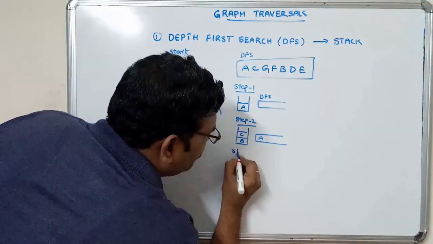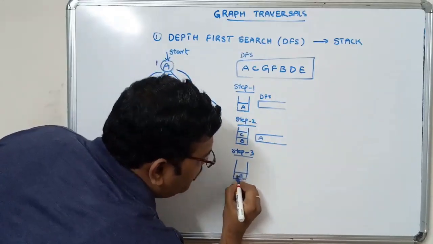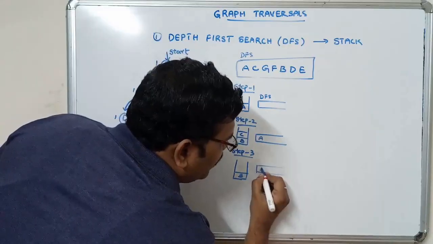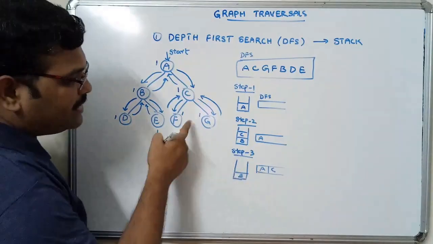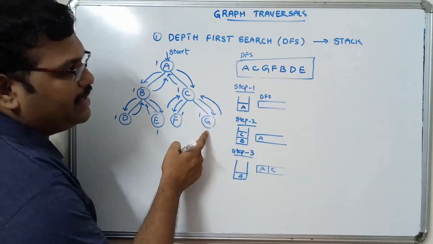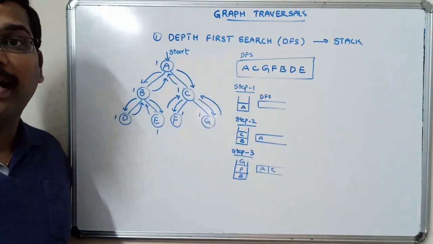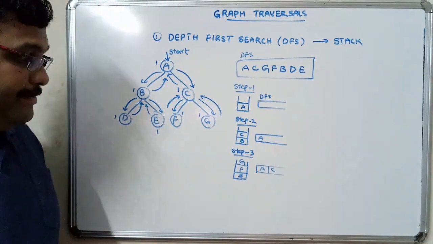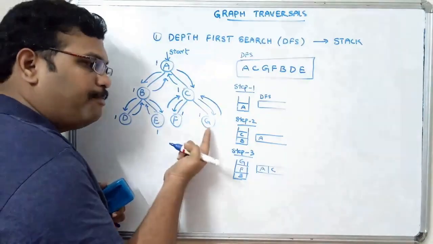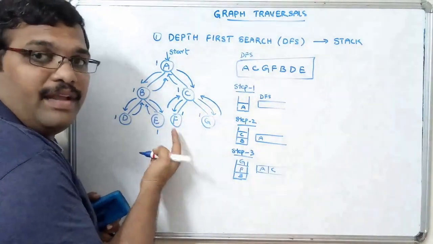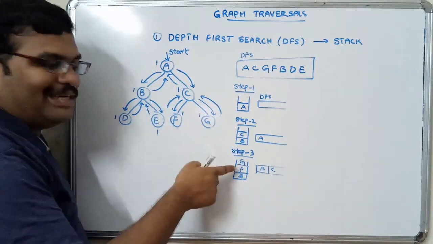So step 3. The stack has B, the DFS has A and C. Now what are the adjacents of C? F and G. So the stack has B, F and G. We can push first F and then G, or we can push first G and then F. Anything is correct. Okay, so I am pushing the F first and G next.